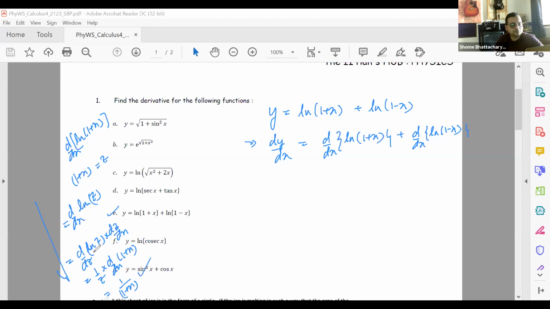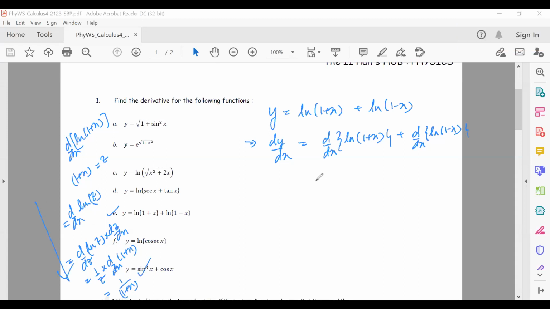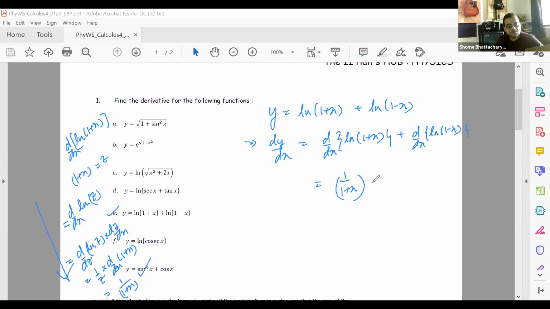Caleb, these steps are clear now? Yes, sir. So this is becoming 1 upon 1 plus x. Okay. But similarly, when I do this one here, what is going to happen? The z is 1 minus x now. So the ln term's differentiation is 1 by z, so that is 1 upon 1 minus x, but into differentiation of z itself, and z is what? 1 minus x. So differentiation of 1 minus x is how much? Minus 1.